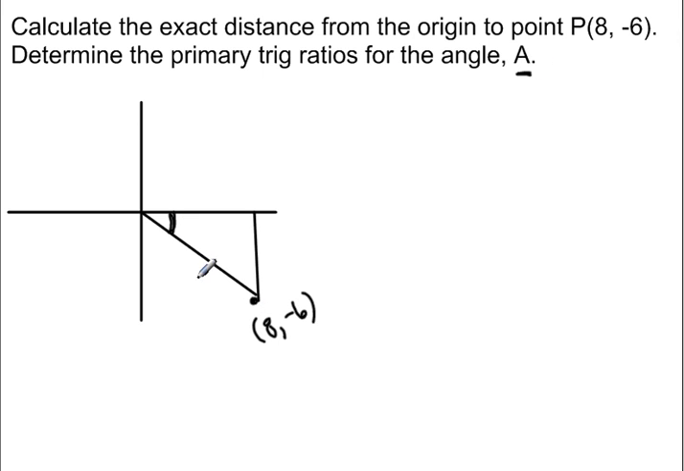Okay, so we need to calculate this distance, which we call r. That's the hypotenuse of our triangle. This distance is x, this is y. So x is always your adjacent side, it's always touching the angle. Y is always the opposite side. So we find this using the Pythagorean Theorem. So r equals the square root of x squared plus y squared.